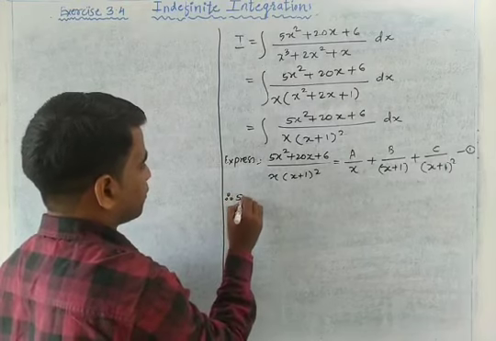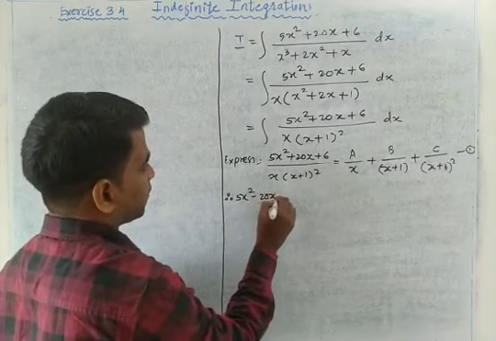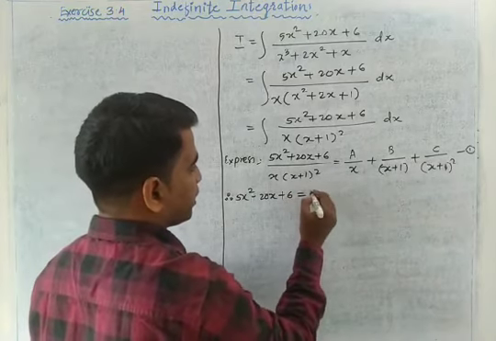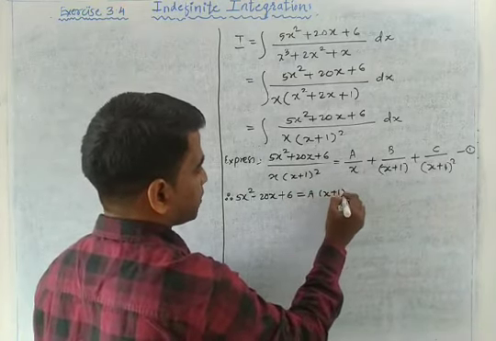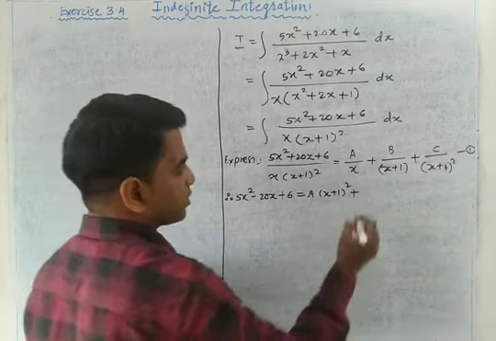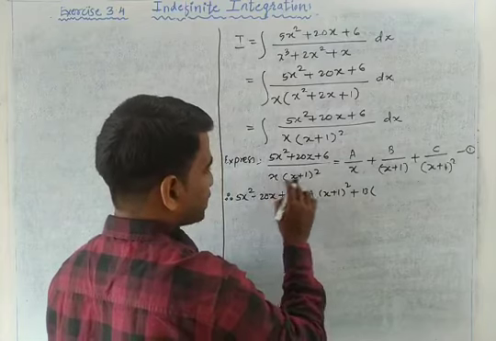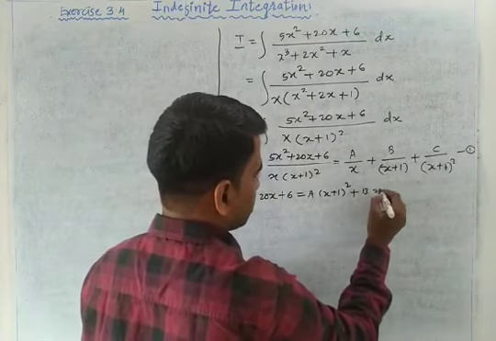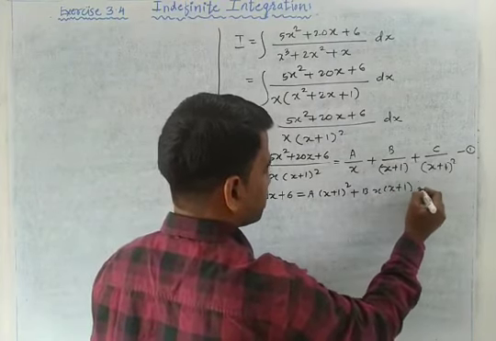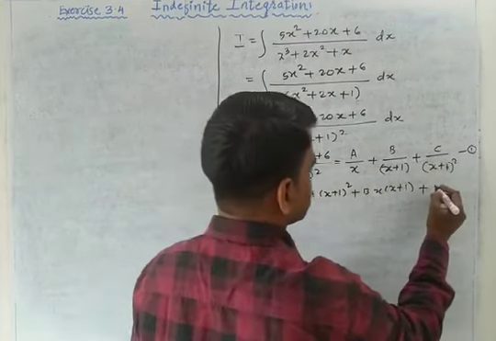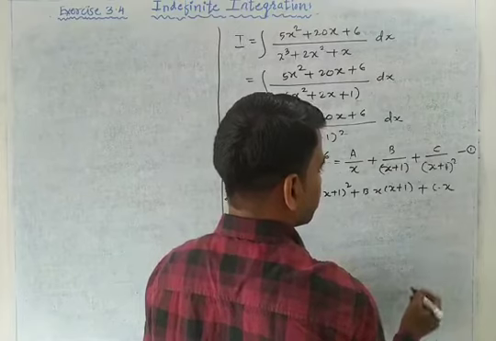So therefore 5x² + 20x + 6 is equal to A(x + 1)² + B, where x + 1 gets cancelled but x and x(x + 1) remain, plus C into x + 1 gets cancelled, so C into x will remain.